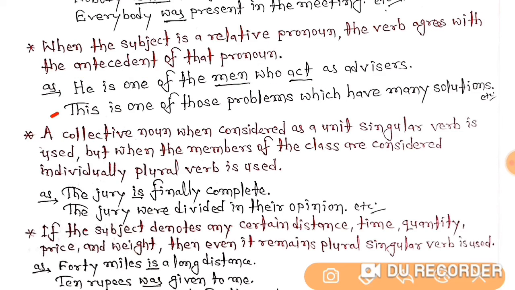The next one tells you this is one of those problems, and which is what? That is relative pronoun. So this is antecedent, problems is here antecedent. So problems plural, so that's why we have used here have, right? I hope you have got it.